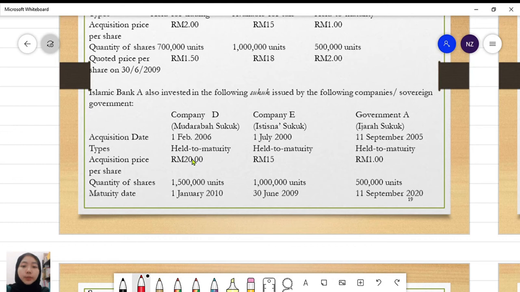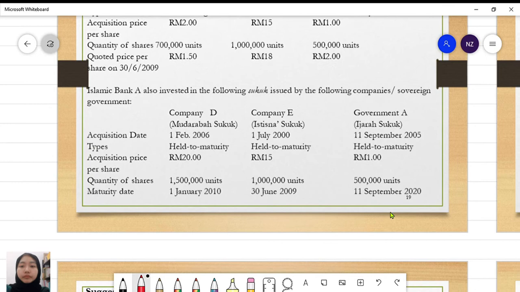So this is the acquisition price, and then this is the unit price, and then this is the maturity date. As you can see, it gives the acquisition date and the maturity date. Make sure this is the important information that you need to know when you calculate the profit gain later. It must start from the acquisition date until the maturity date, then only can we calculate how much profit it gets. Okay, they all give the same.